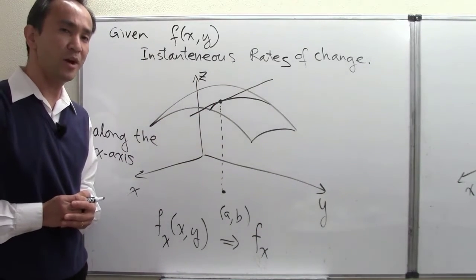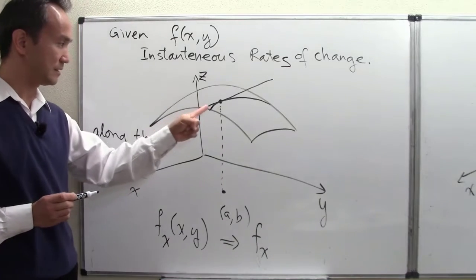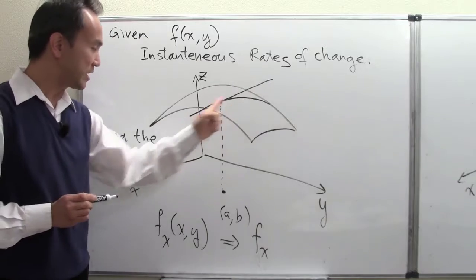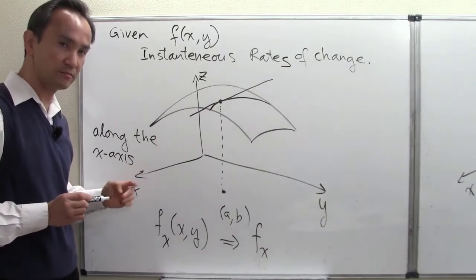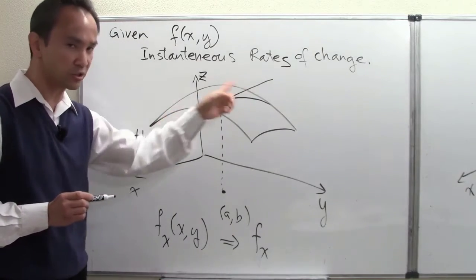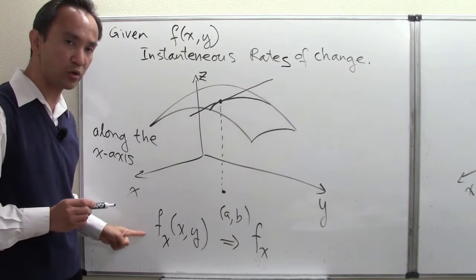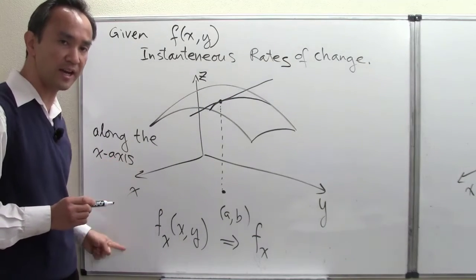So in the way I'm explaining, right at that point there was a tracing curve along the x-axis, and we had a tangent line, and the slope of the tangent line produced the f sub x for us, the partial derivative along the x-axis.